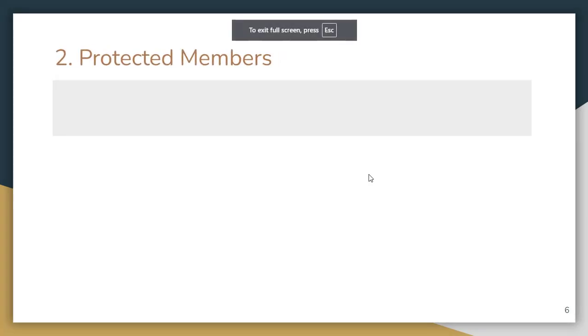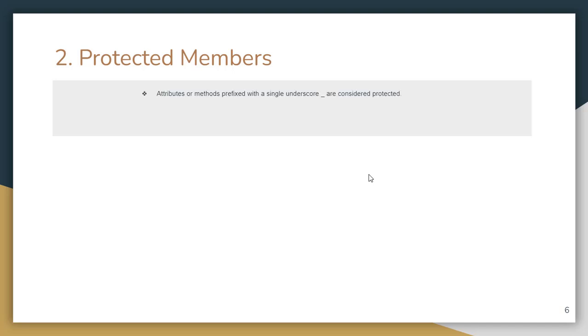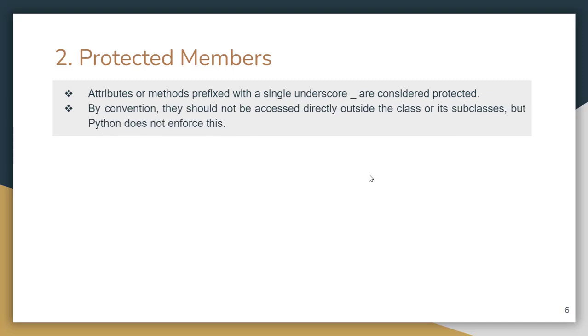Next example is protected members. Encapsulation using protected members. Attributes, that is variables or methods, prefixed with a single underscore are considered as protected in Python. By convention, they should not be accessed directly outside the class. They are only accessible inside the class or in its subclass or child class. But Python does not enforce this.